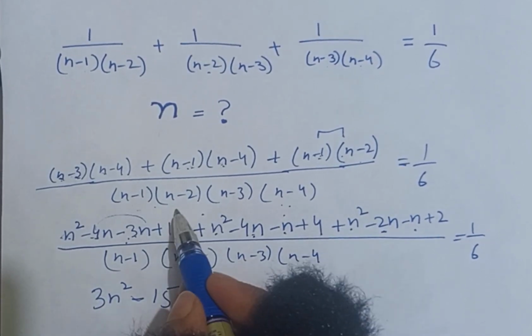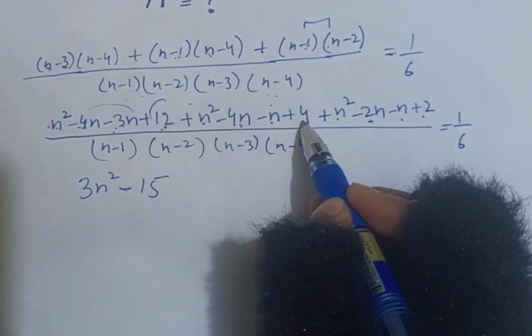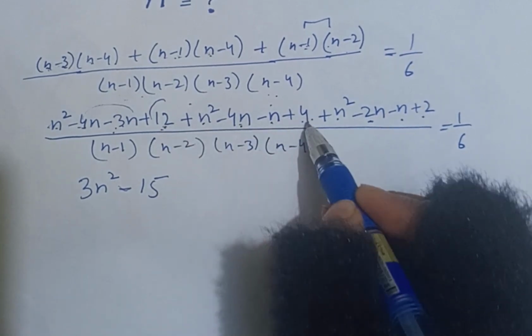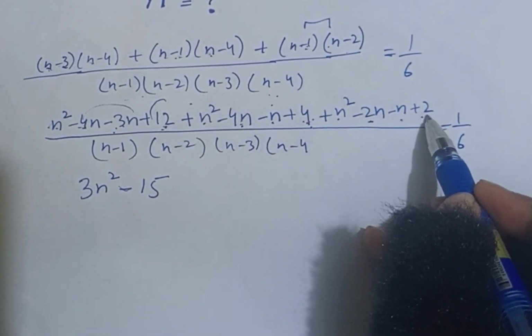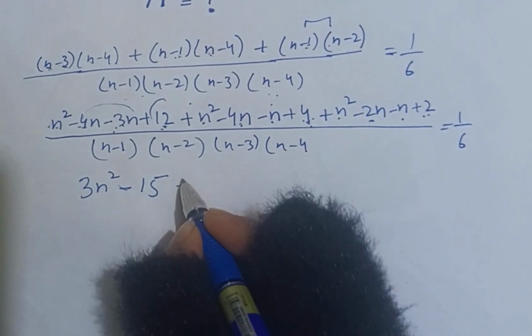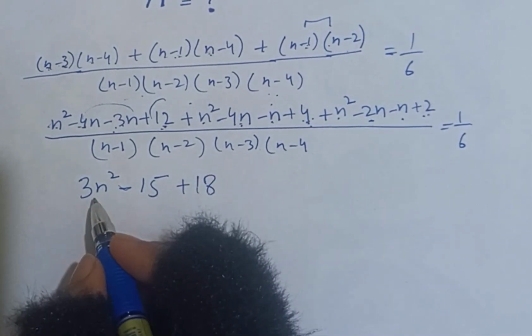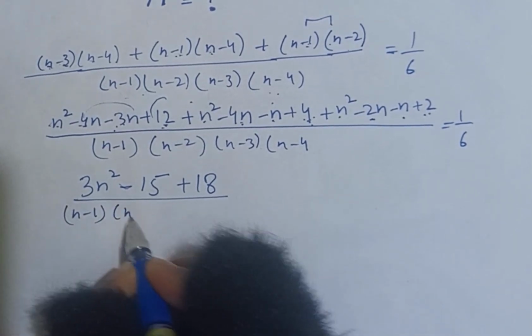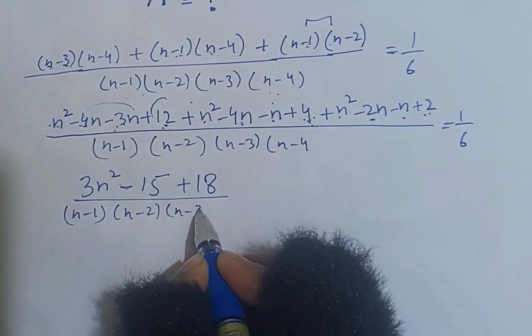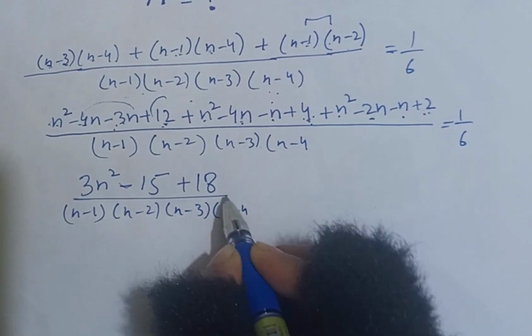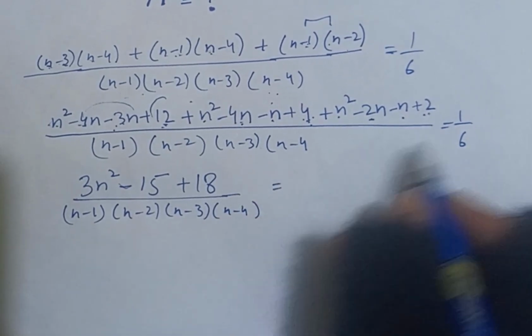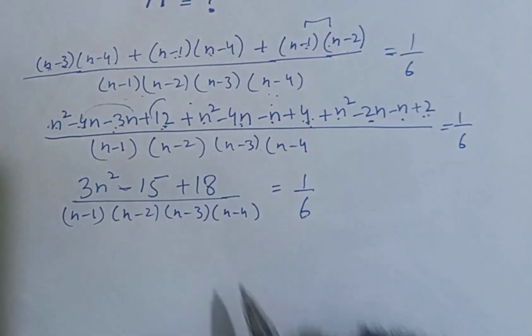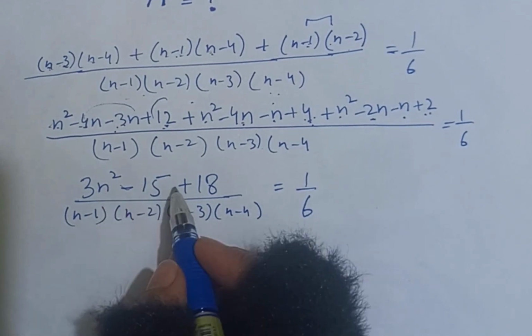Now we add the constants. This is 12, this is 4. So 12 plus 4 is 16, and this is plus 2. 16 plus 2 is plus 18. And the denominator is (n minus 1)(n minus 2)(n minus 3)(n minus 4), equal to 1 by 6. Now look at the numerator.